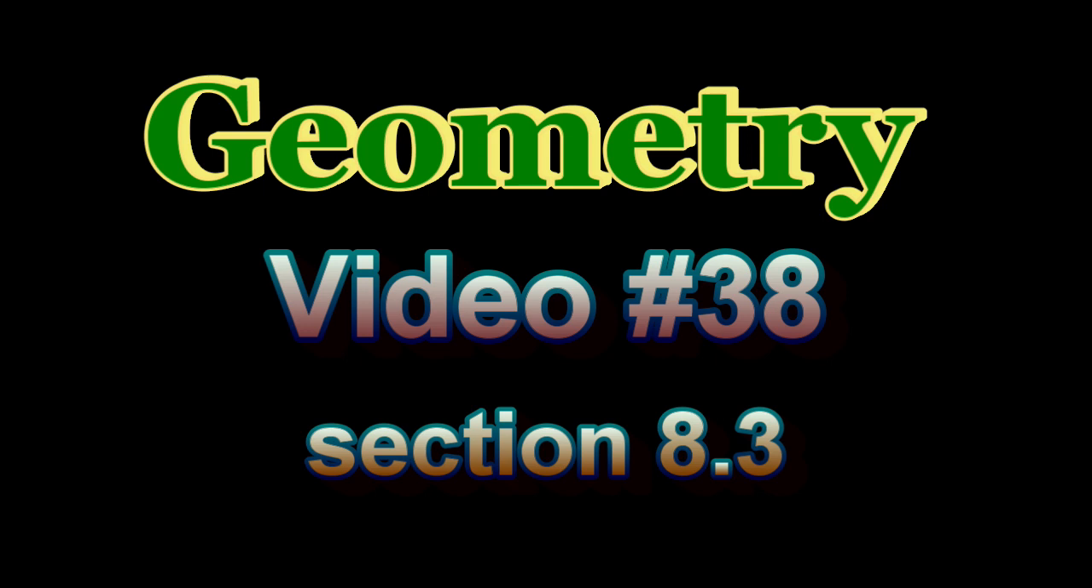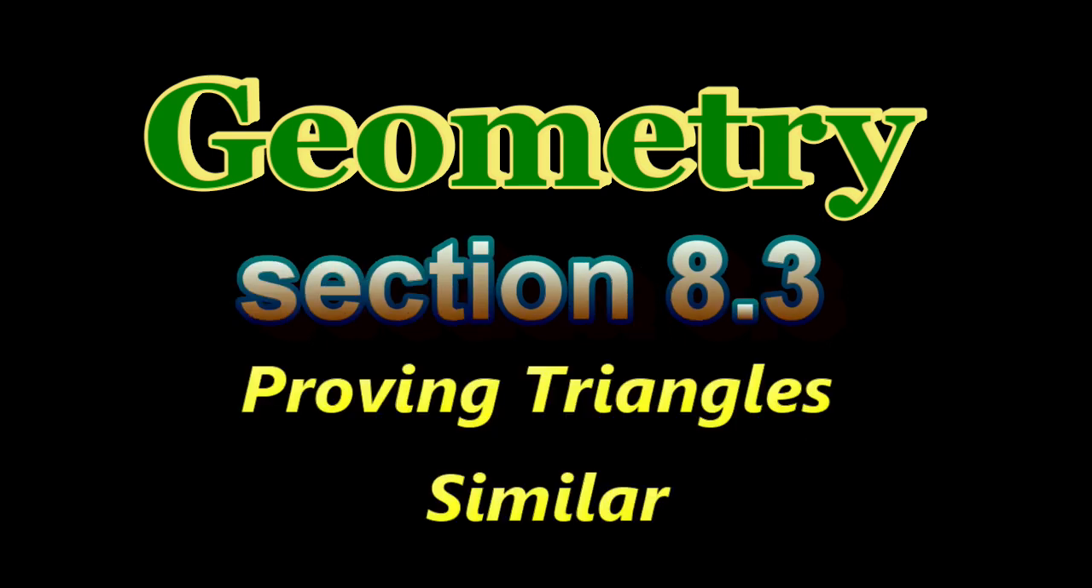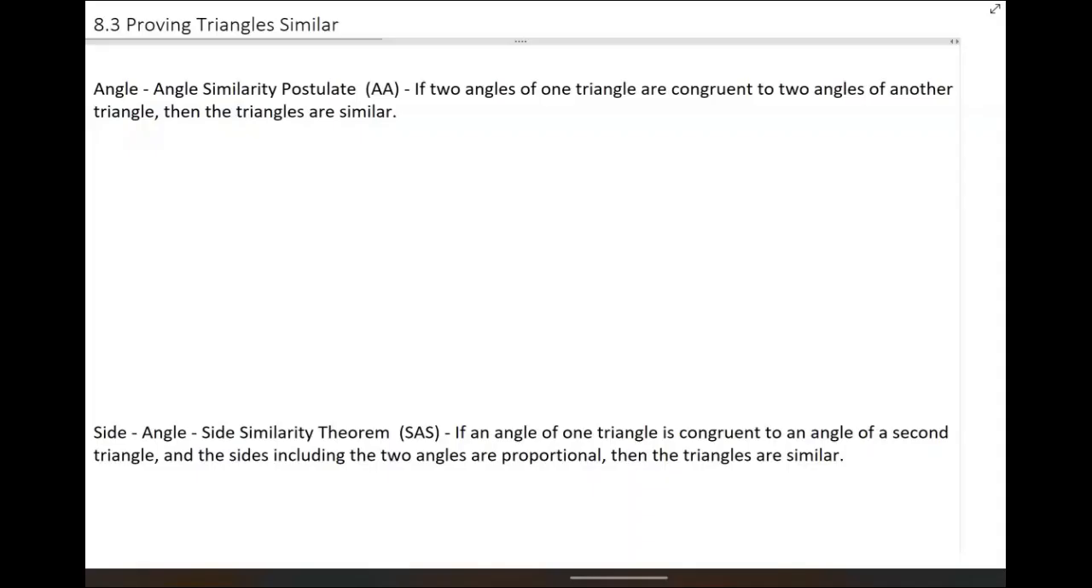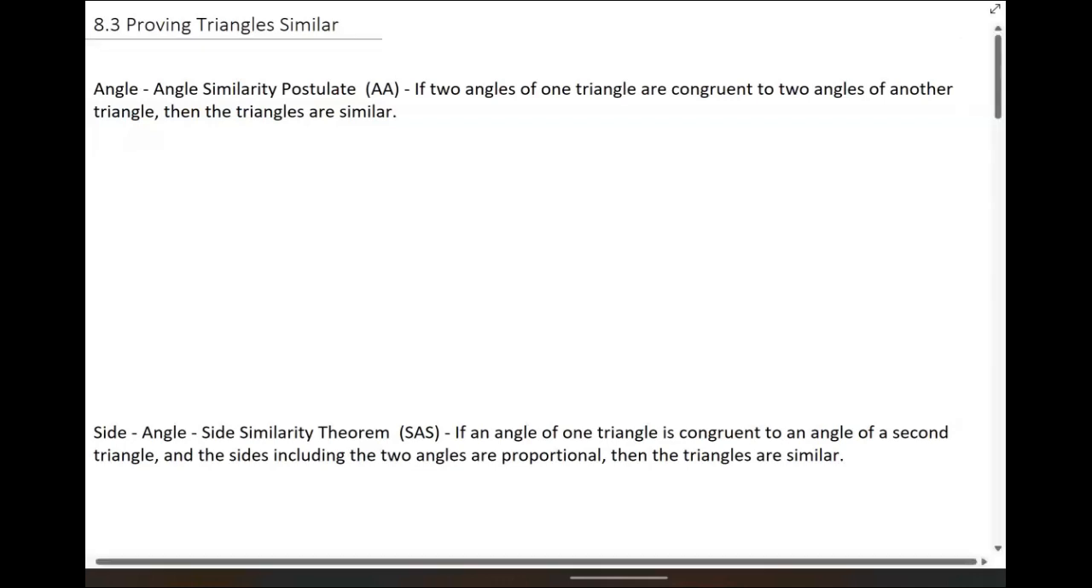In this section, we're going to be proving triangles similar. And in order for us to do that, we need several postulates and theorems, and they're going to look kind of familiar to you. We used something similar proving triangles congruent, but now we're proving them just similar. So the first postulate, and also the most common, is called the angle-angle similarity postulate.